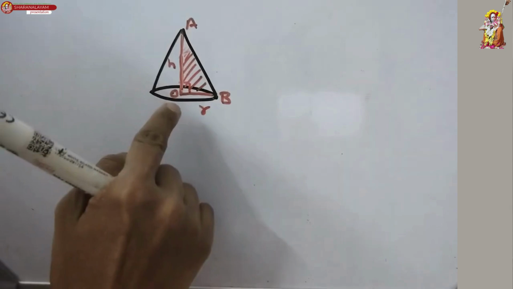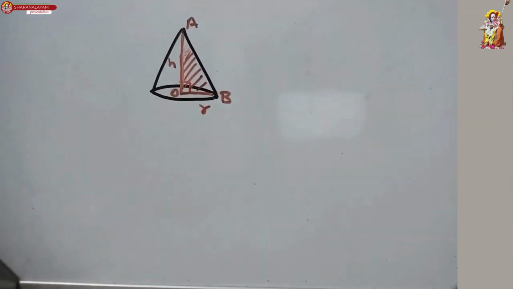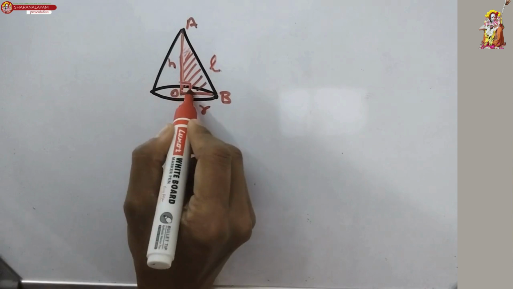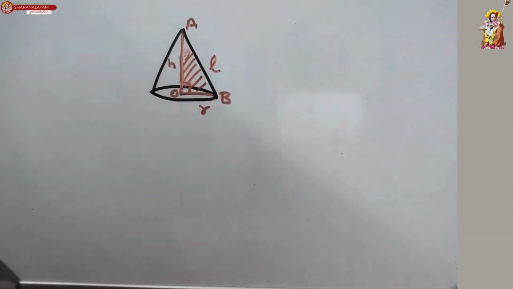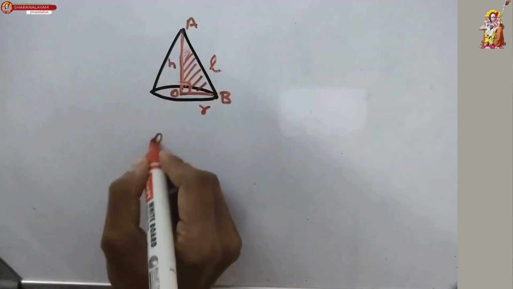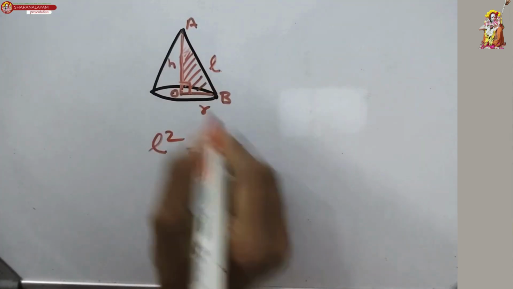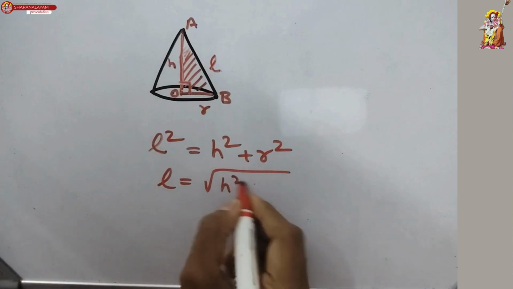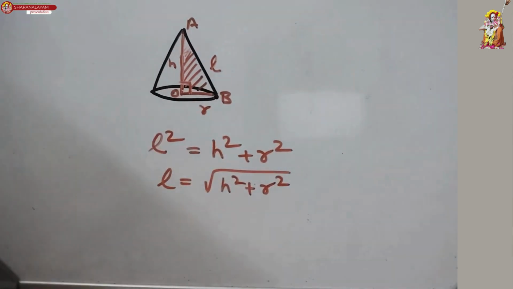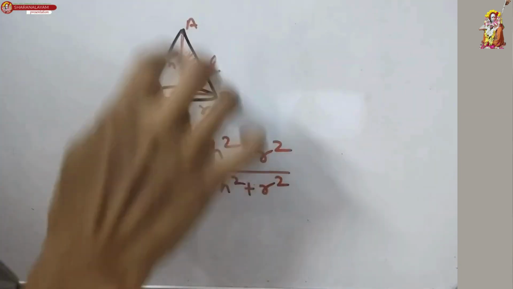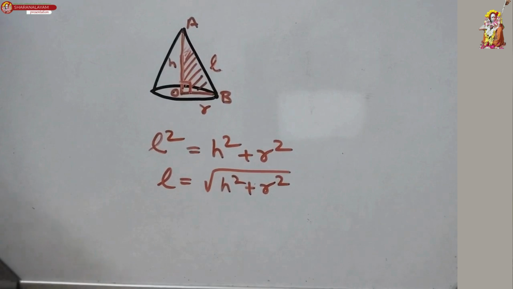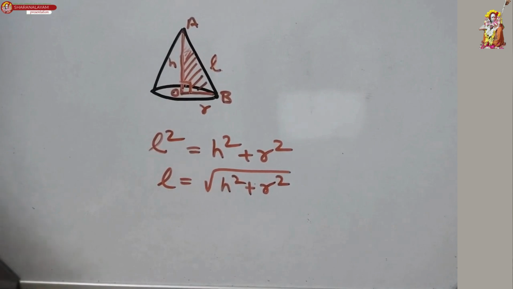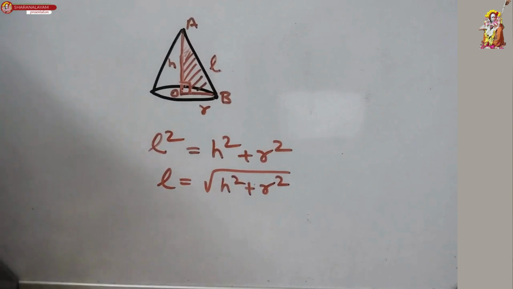Now this height H is always perpendicular to the radius R, correct? This is the slant height. So now this is clearly 90 degrees and so we can apply Pythagoras theorem. So here L square will be equal to H square plus R square. L will be equal to square root of h square plus r square. Now we can see the height, radius and slant height will always be sides of a right triangle. They are always the sides of a right triangle. So the given statement is false.